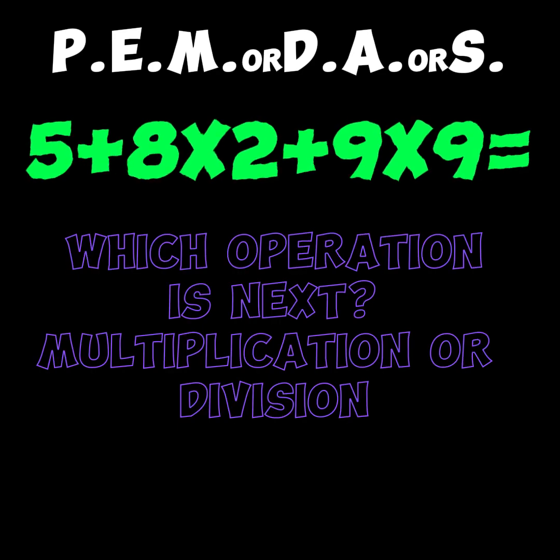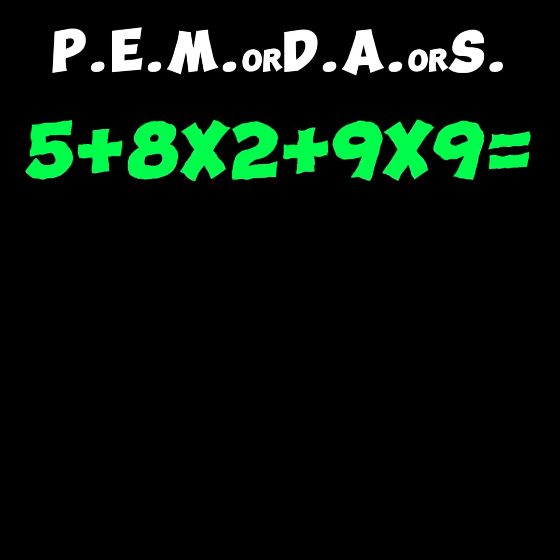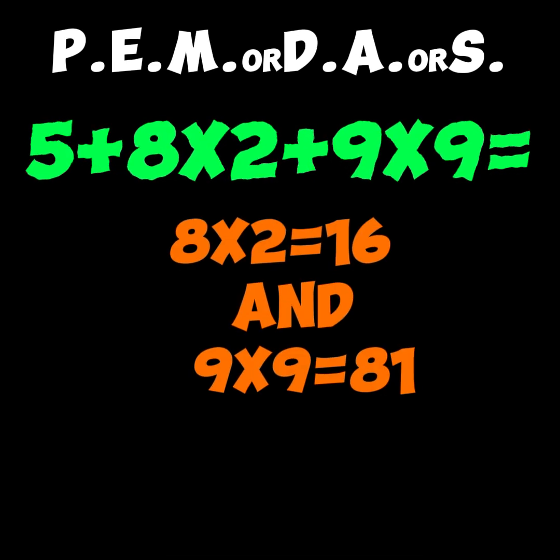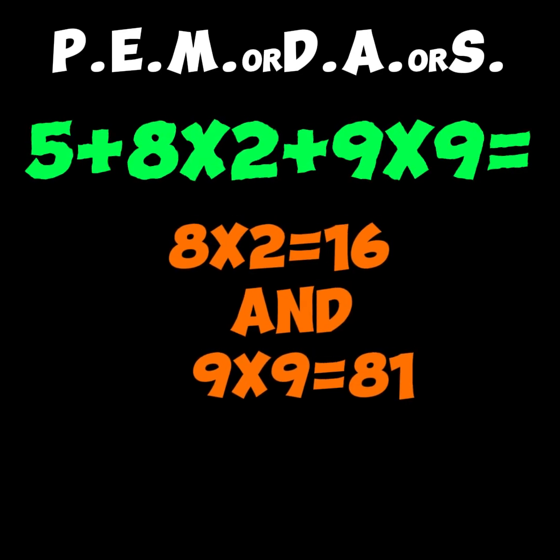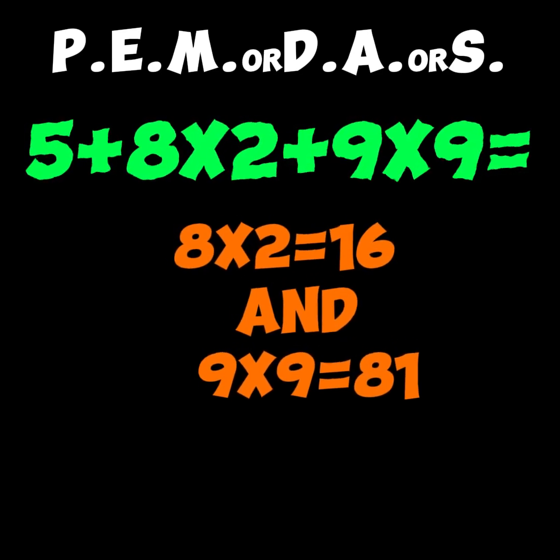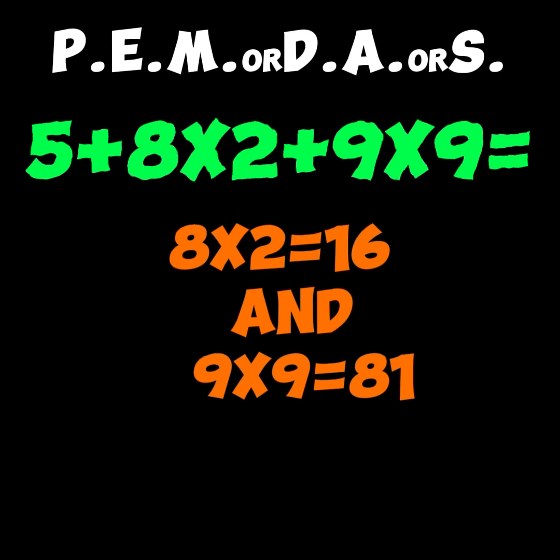Next, we check for multiplication or division, going left to right. So we have a multiplication problem, 8 times 2, which is 16. And then we have another multiplication problem, 9 times 9, which is 81.